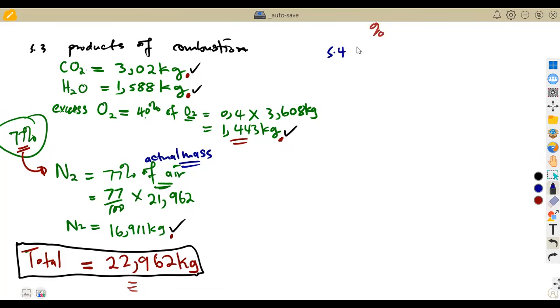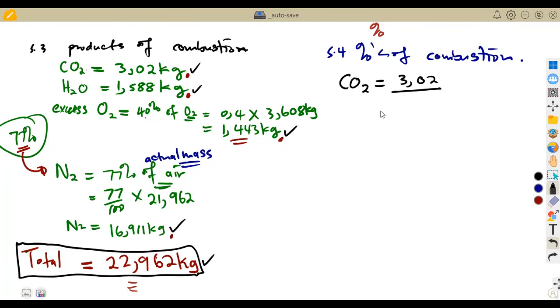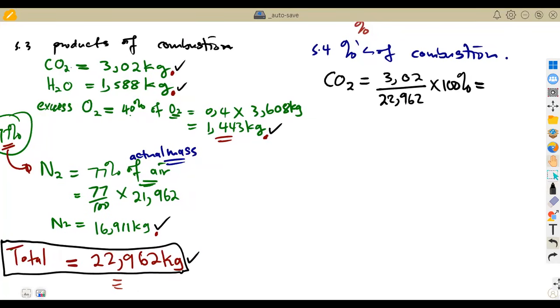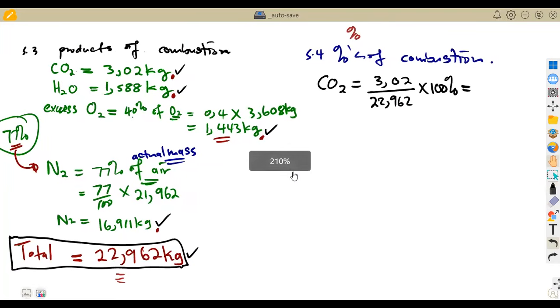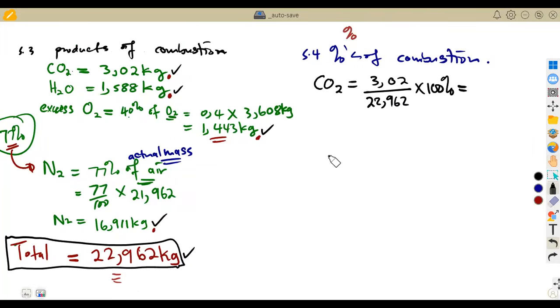So that's our 5.4, which is a percentage. We are going to have percentages of what? Of combustion in this case, which is from carbon dioxide. We simply need what we have in terms of its mass. It has got 3.02 kgs. So carbon dioxide is taking 3.02 kgs out of how many kgs, which is the total. All these products combined together give us a total of 22.962. So we are going to have a percentage from there multiplied by 100%. So that's the whole condition on calculating the percentages: the product over the total of everything of that combustion.